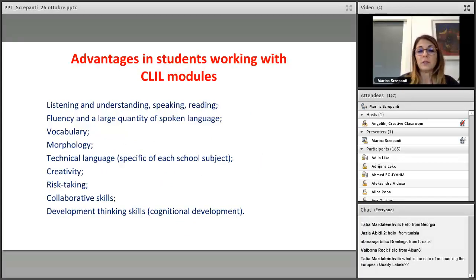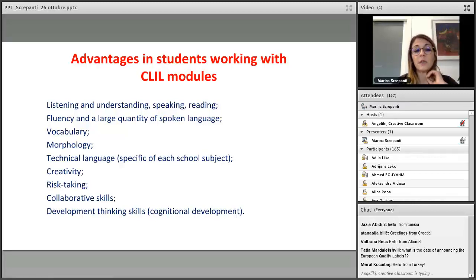Okay, so the advantages in students working with the CLIL modules are they better their listening, understanding, speaking, reading, also writing, but they better their fluency, and they acquire a large quantity of spoken language. They increase their vocabulary, the morphology, the technical language, because it depends on the subject of the CLIL lesson.